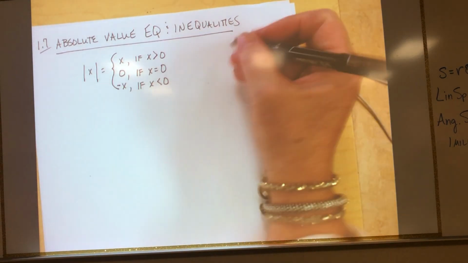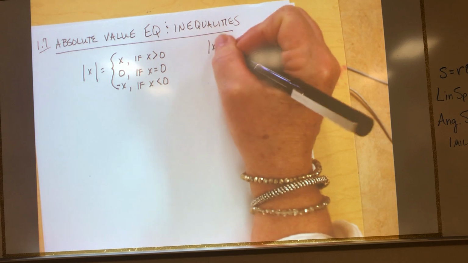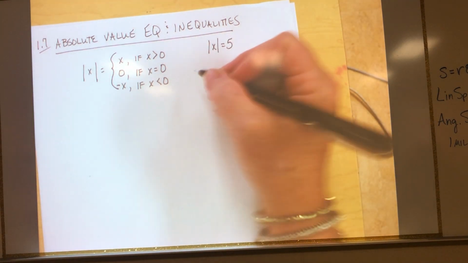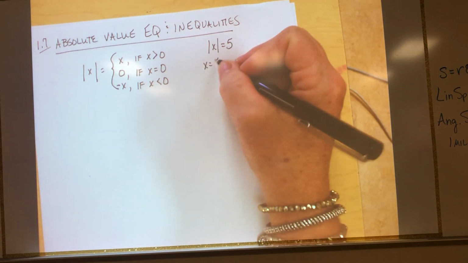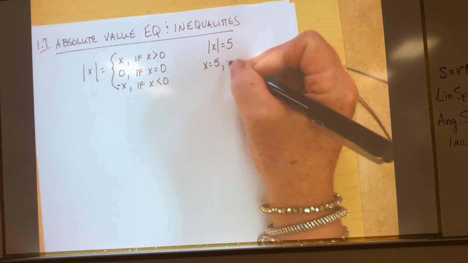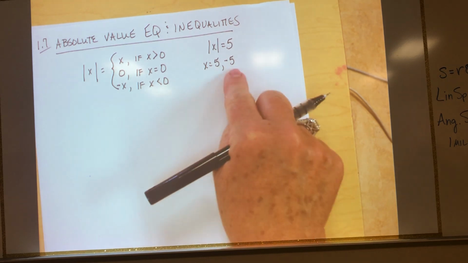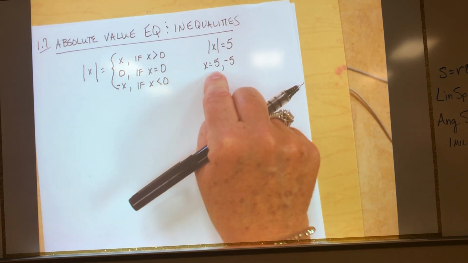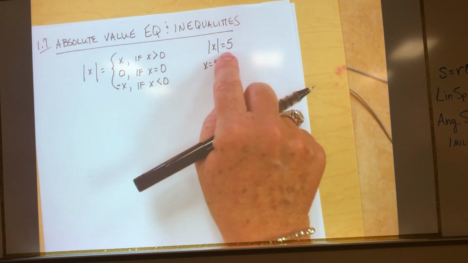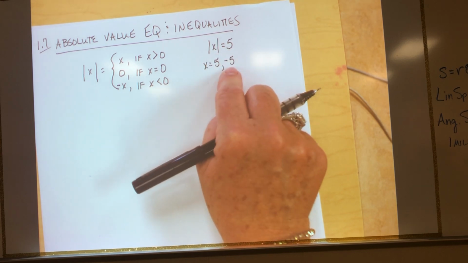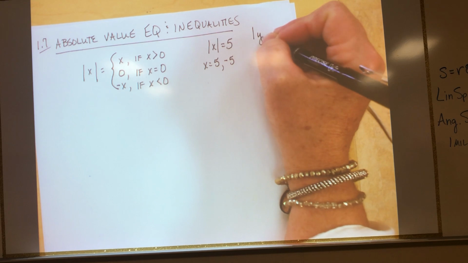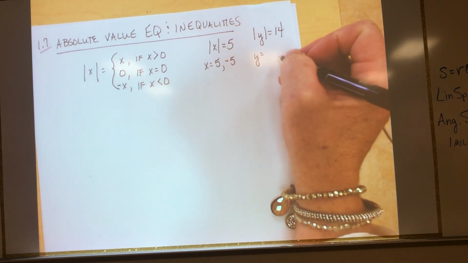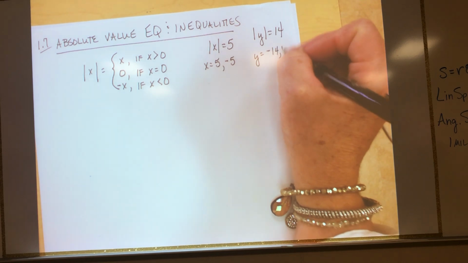All right, so let's talk about it in another way. What if I told you that the absolute value of x was equal to 5? Tell me what x can be. Cole says 5 or negative 5. That's true, isn't it? The absolute value of 5 is 5, and the absolute value of negative 5 is 5. Whoa! What if I told you that the absolute value of y was equal to 14? What could you tell me about y? It's either negative 14 or 14.